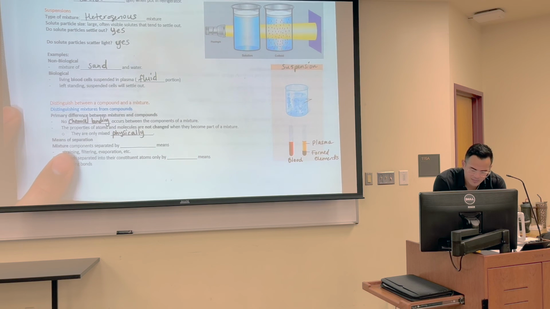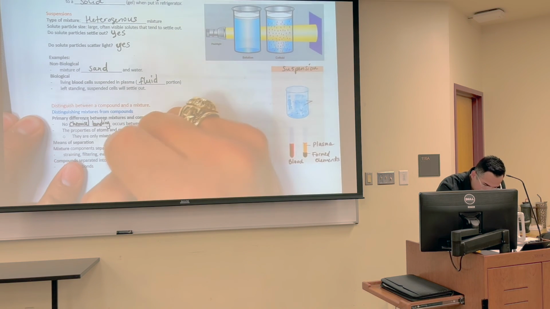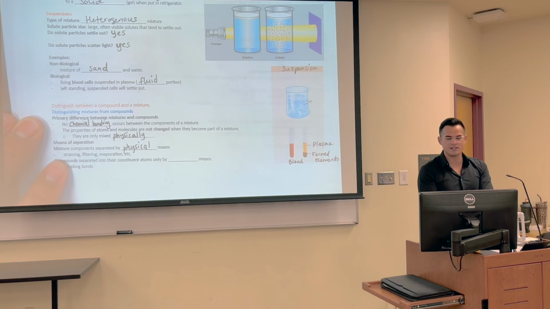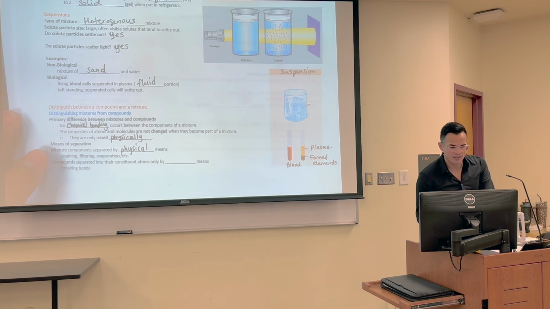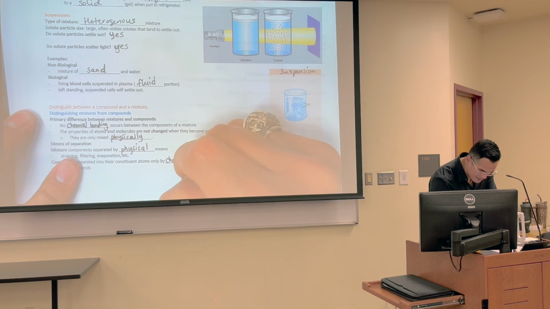So mixtures, the components are going to be separated by physical means. Using that centrifuge, that's a physical means in order to separate those two components, as opposed to separating these compounds, you have to actually break bonds. So that's by chemical means.